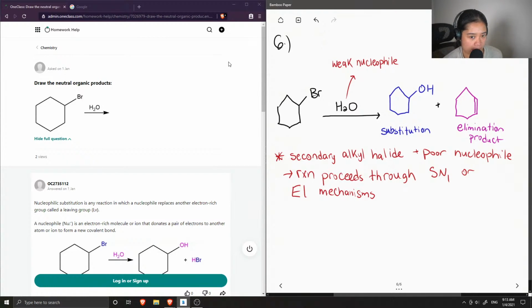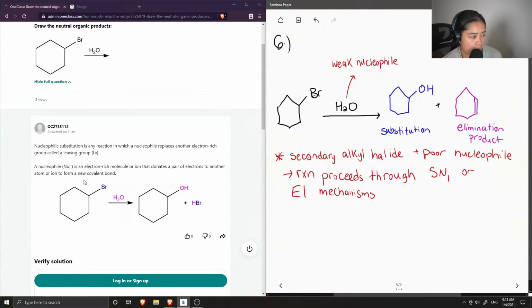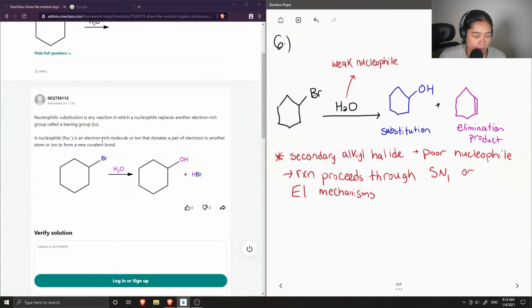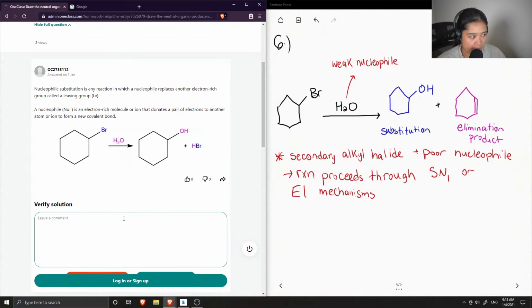So the junior tutor said that nucleophilic substitution is any reaction in which a nucleophile replaces another electron-rich group called a leaving group. A nucleophile is an electron-rich molecule or ion that donates a pair of electrons to another atom or ion to form a new covalent bond. Yep, so the junior tutor drew the example of the nucleophilic substitution reaction. So I'm going to say that this solution is correct.